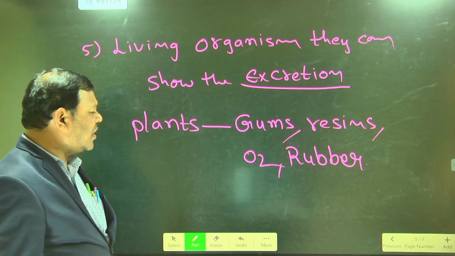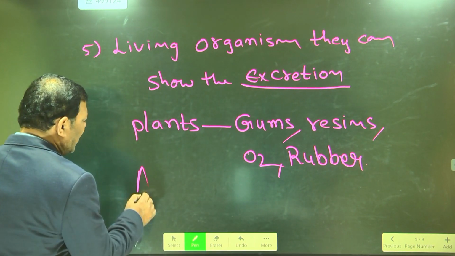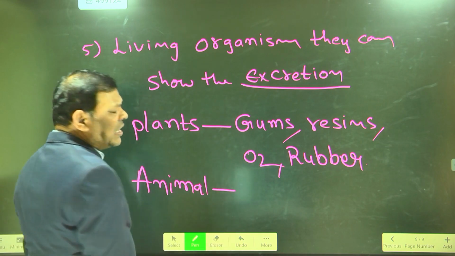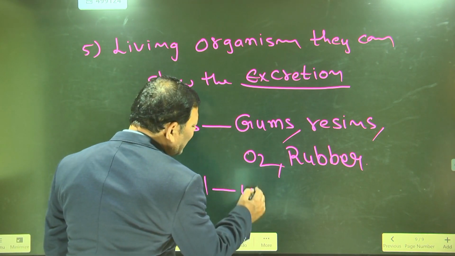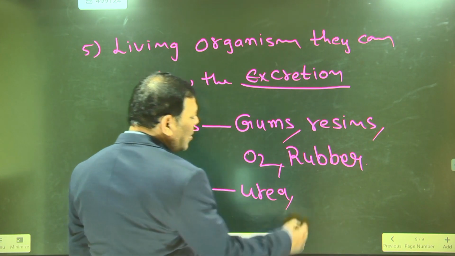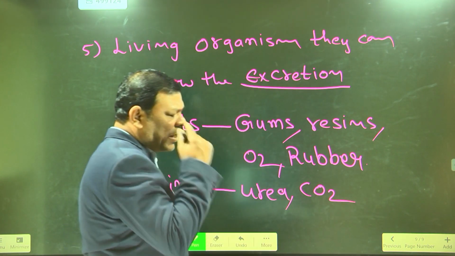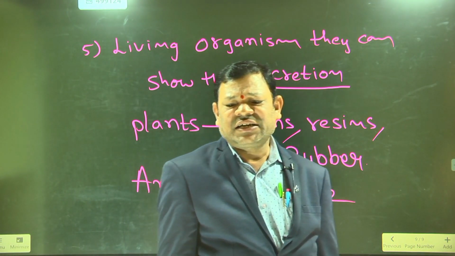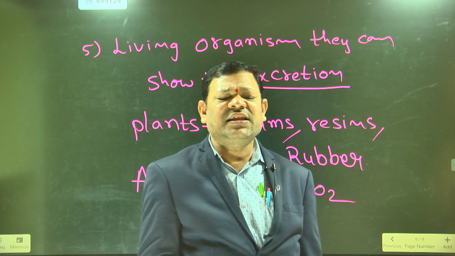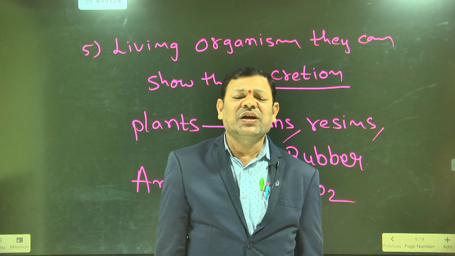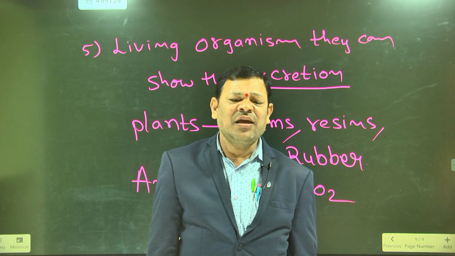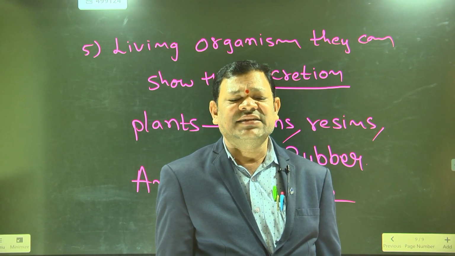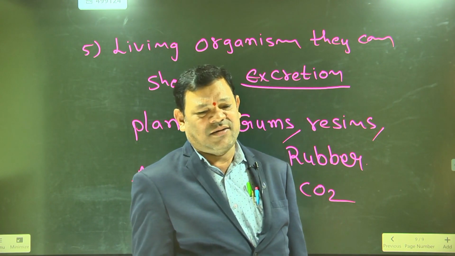If you look at animals, what are the excretory products? The excretory products are urea and carbon dioxide. If these products remain inside the body of the organism, they become poisonous. So that's why these excretory products are sent outside of the body of the organism.